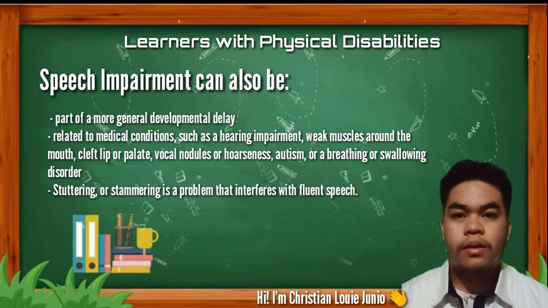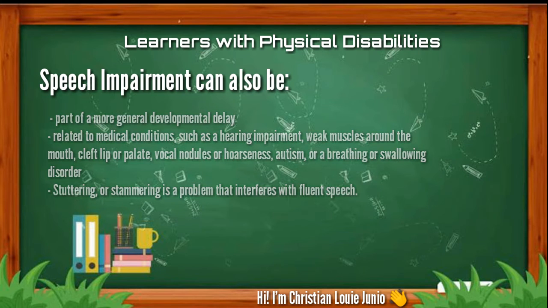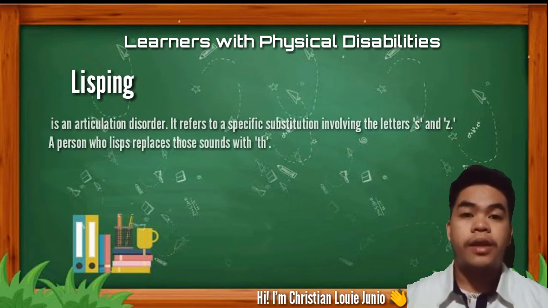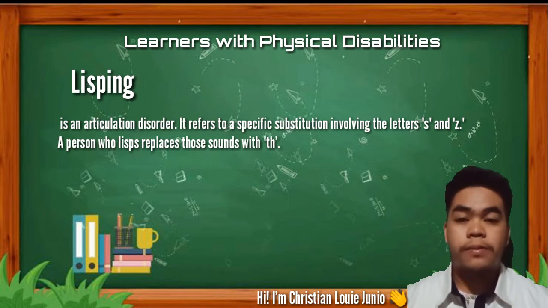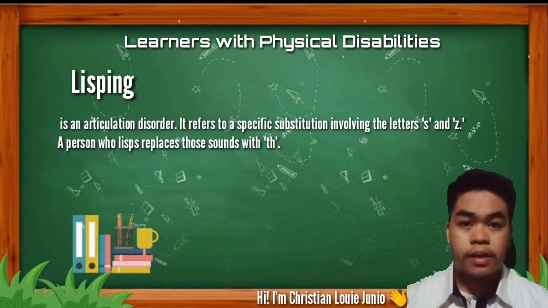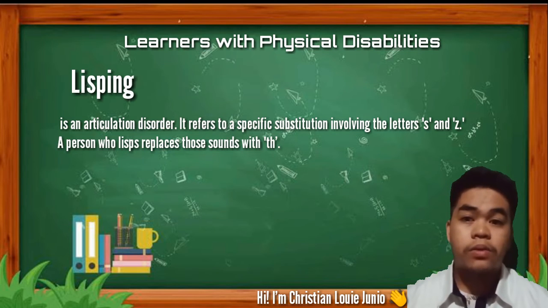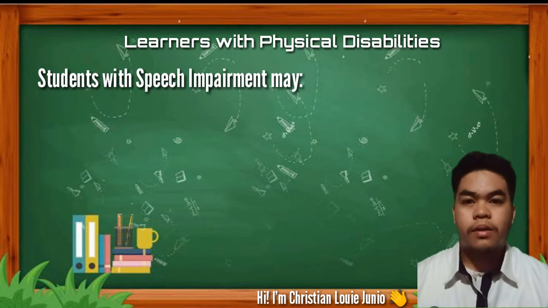Stuttering or stammering is a problem that interferes with fluent speech. Lisping is an articulation disorder. It refers to a specific substitution involving the letters S and Z. A person who lisps replaces those sounds with TH.